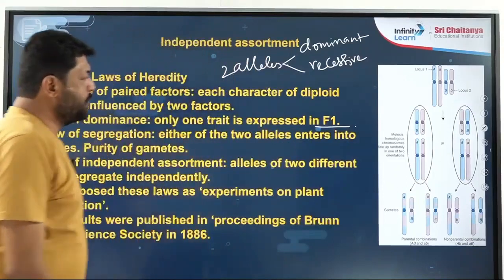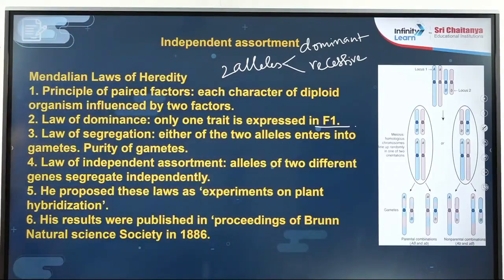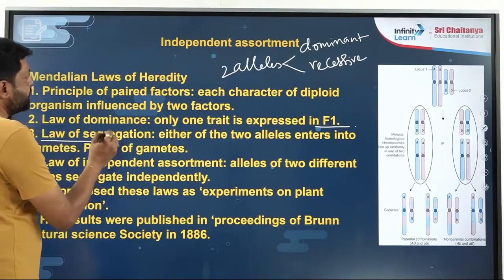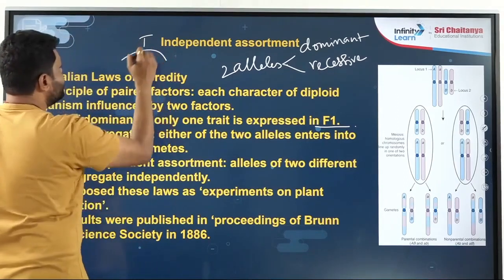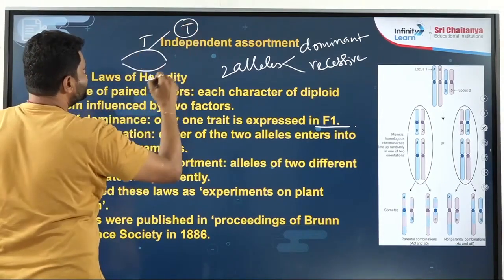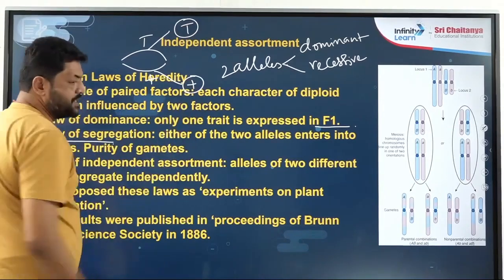But I am repeating once again, if you want to understand linkage, you have to study independent assortment, then it will be easy for you. That's why I have taken this. Law of segregation. Let us say this is capital T and this is small t. If capital T is going to this gamete, small t will go to the opposite gamete.